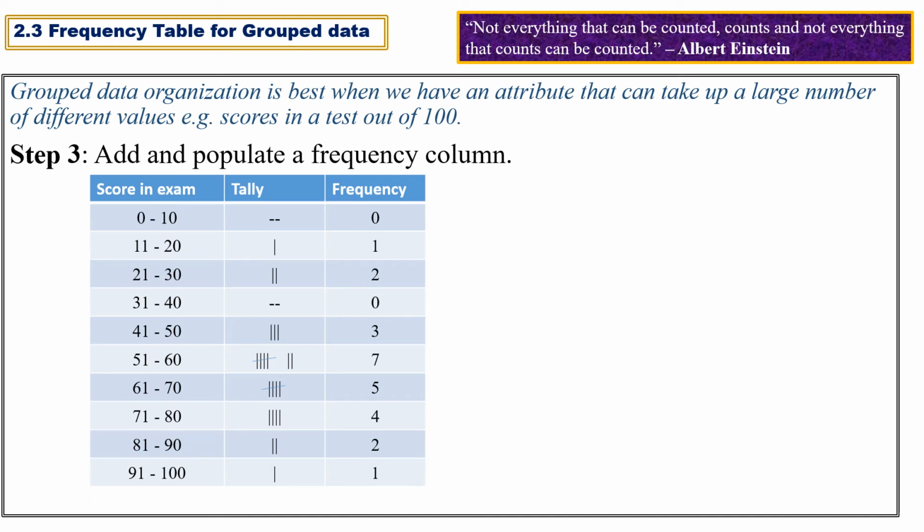And that's all there is to constructing a frequency table for grouped data. So your first step, organize the data into fixed classes. Second step, not necessary, but do a tally of the different values within that data range, and then you convert into actual numbers and populate the frequency column. So that is how you would construct a frequency table for grouped data.